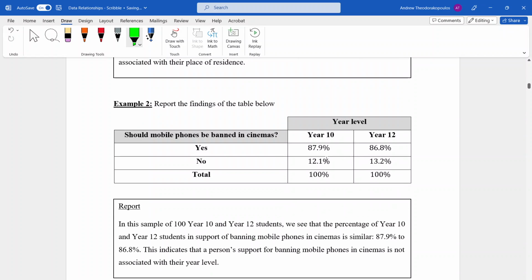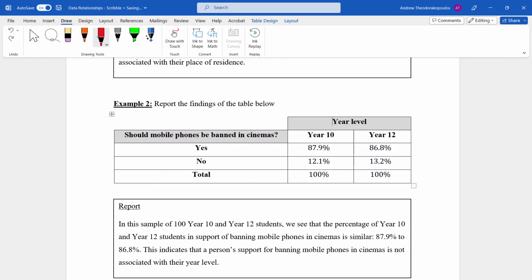So to get to this, you don't have to write anything, but we're going to talk about it again. So report the findings of the table below. So what do we have here? We have year level, and we have should mobile phones be banned in cinemas. So we're going to ask a bunch of year 10s whether they think phones should be banned in cinemas, and we're going to ask a bunch of year 12s the same question.